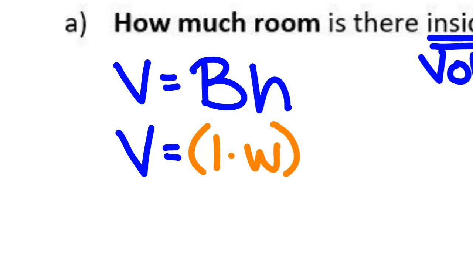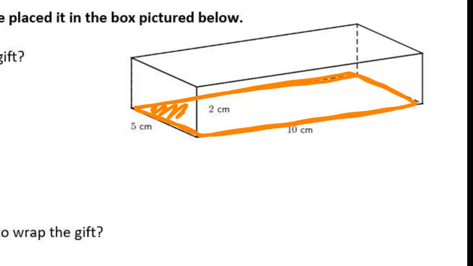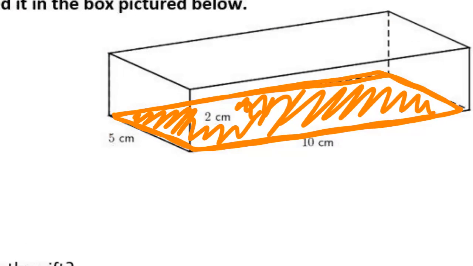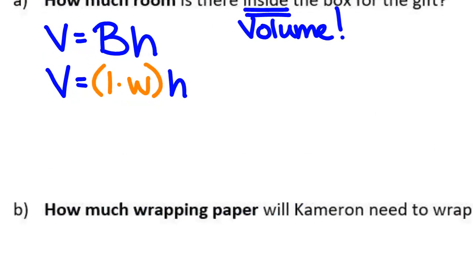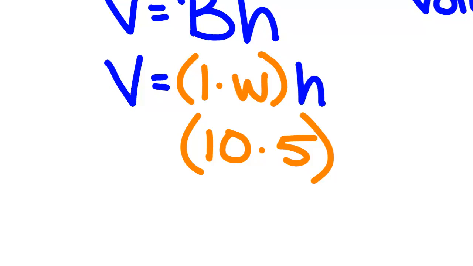So we have length times width times the height. So if I'm looking at this base right down here, what are the length and the width of this base? 10 and 5. So here's my length, and here's my width. If you did those two the other way around, it's perfectly fine. It does not matter which one you call the length and which one you call the width. So I have 10 times 5 for my length times width.